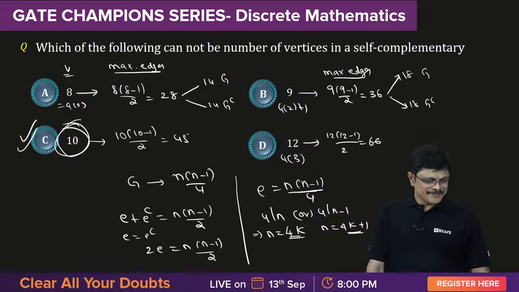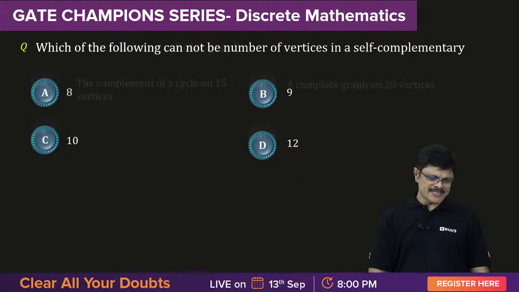Is the idea clear? Yeah, 4k or 4k plus 1 must be the form of the number of vertices in a self-complementary graph.